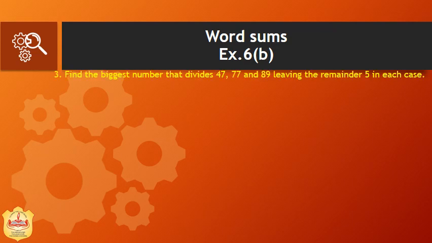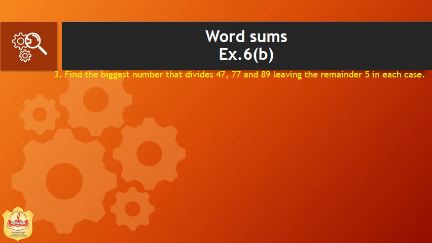Now children, the next question is, find the biggest number that divides 47, 77 and 89 leaving the remainder 5 in each case. Children, this question is same like that of question second. So, here also you have to find out the greatest number or the biggest number that will divide 47, 77 and 89, leaving remainder 5 in each case.